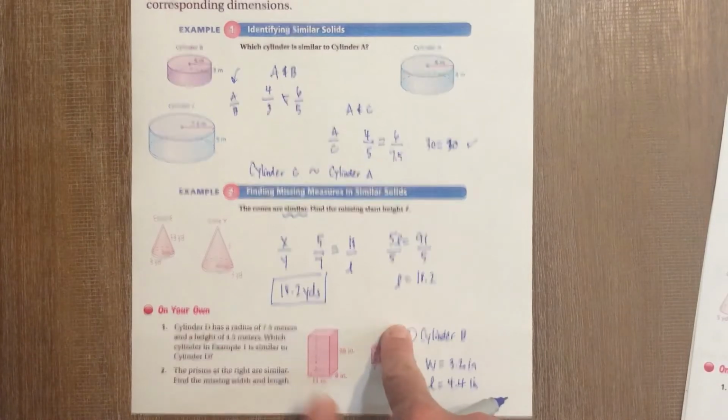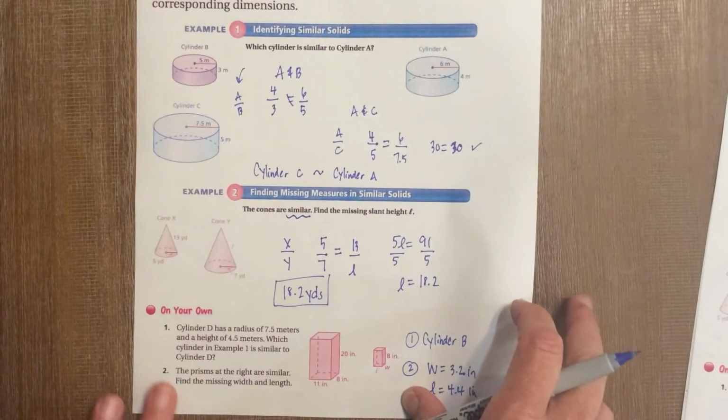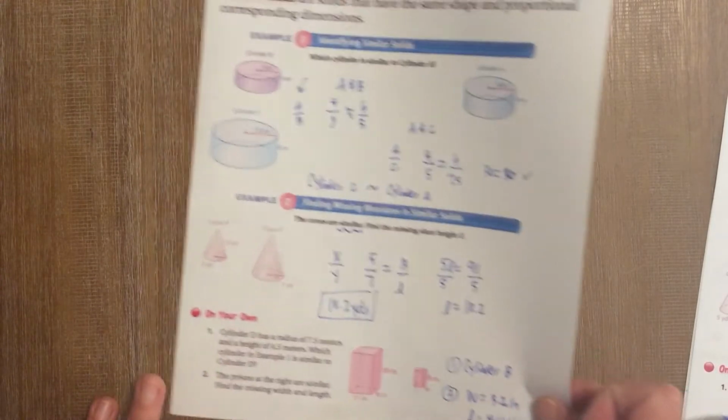Prism 1, prism 2, whatever you need to do to help you stay organized, okay? So that's dealing with solids that are similar and looking for missing dimensions.